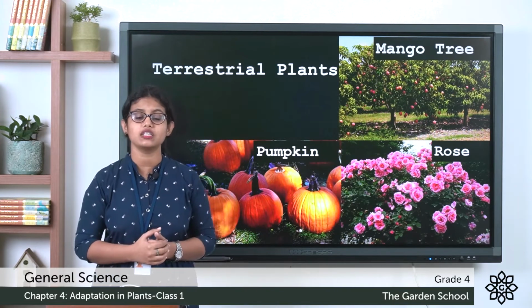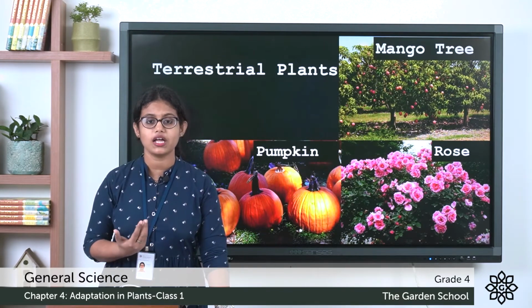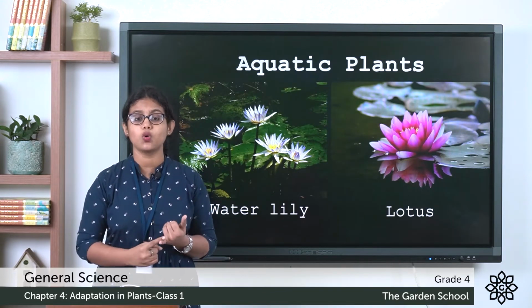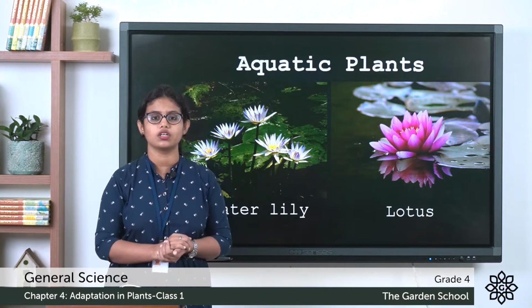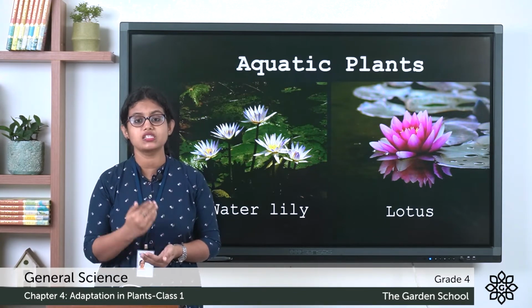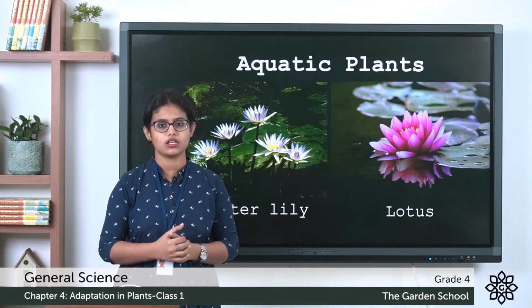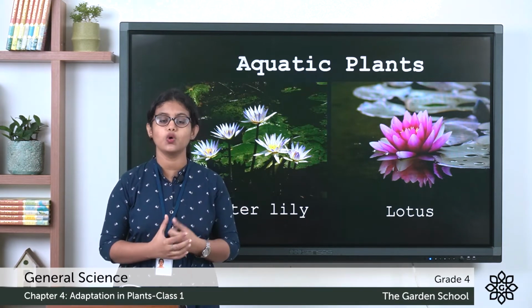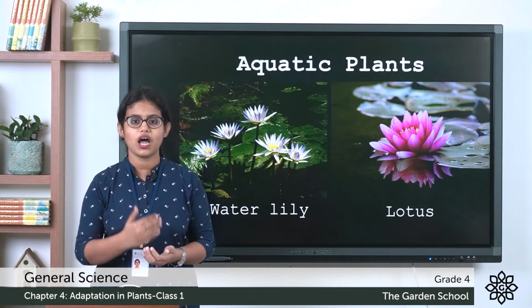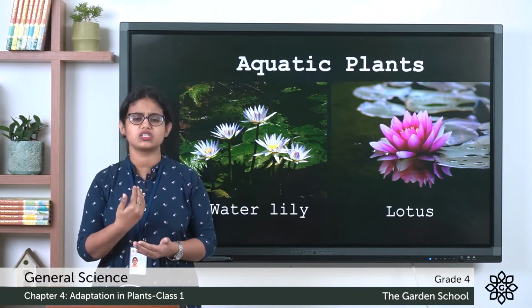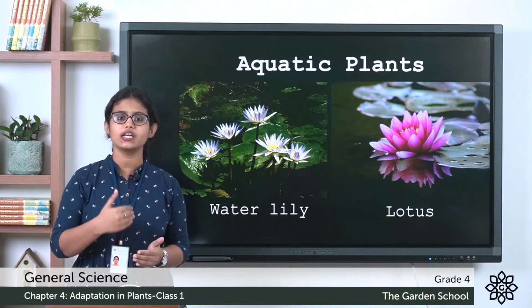What about plants that live in water? Have you seen plants that grow in water? What about lotus, water lily? Where do they grow? They grow in water. And what do we call plants that grow in water? That is called aquatic plants. The word aqua, do you know the meaning of the word aqua? Aqua means water. So plants that grow in ponds, lakes, rivers, all these are called aquatic plants.